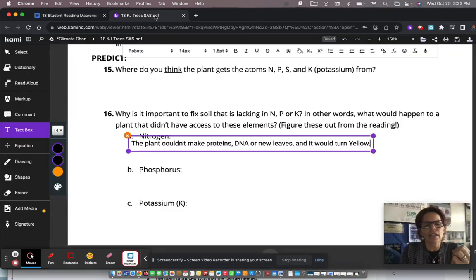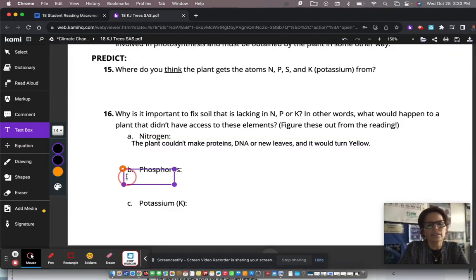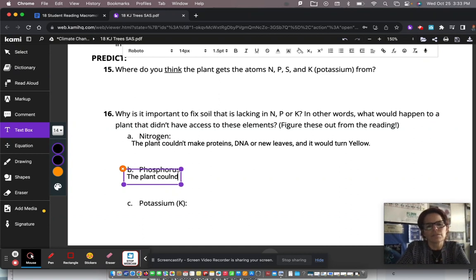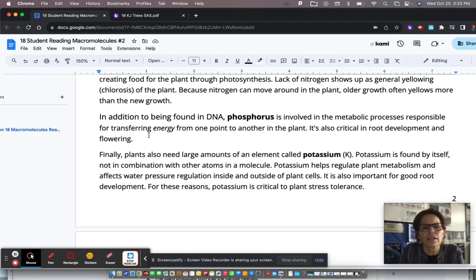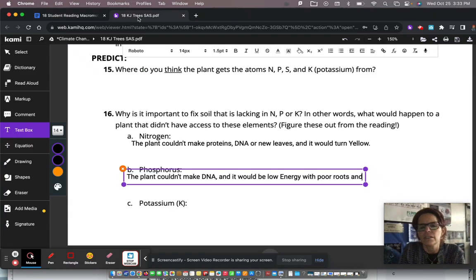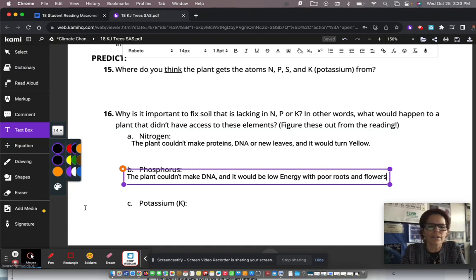So, let's see if we can write that all down. The plant couldn't make DNA, and it would be low energy with poor roots, and I suddenly forgot what the other thing was. Poor roots and flowers. So it wouldn't flower well. So if you want good flowers, make sure that your fertilizer has phosphorus in it.